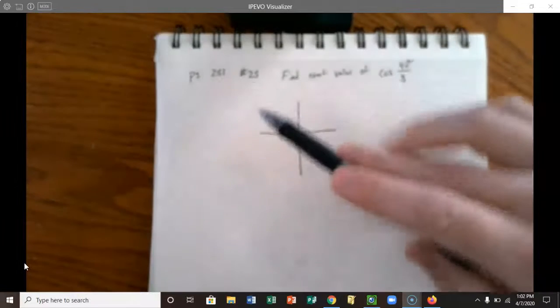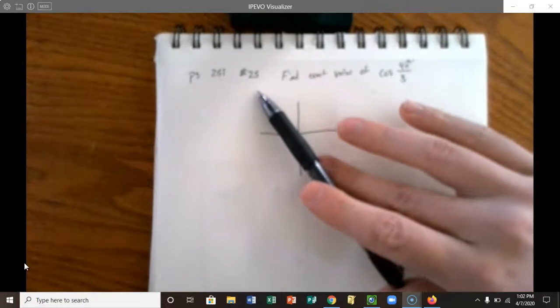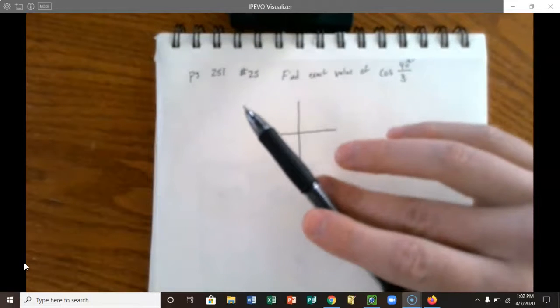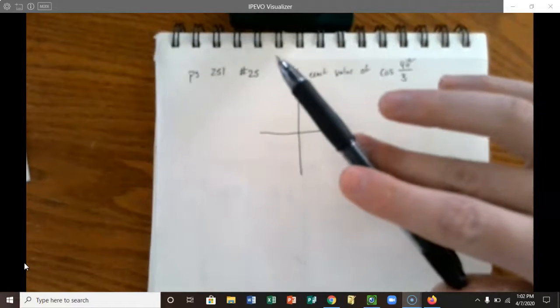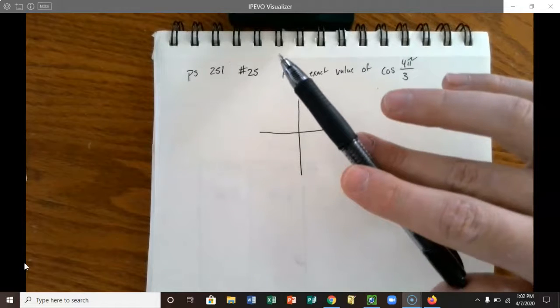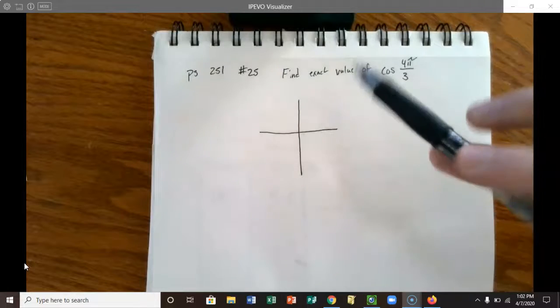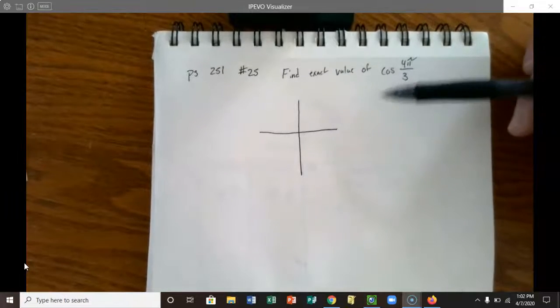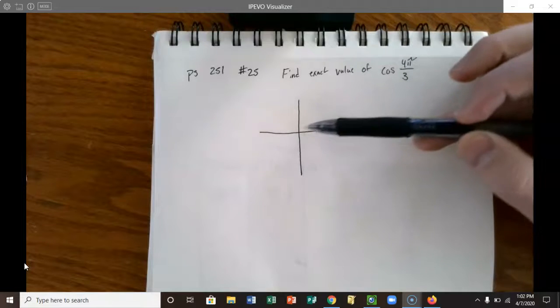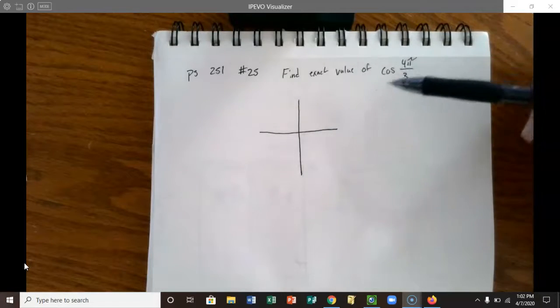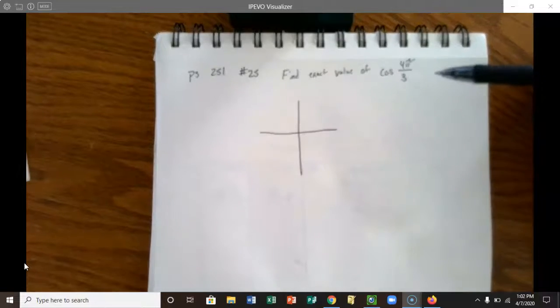I'm working through page 251, number 25. The beautiful thing about this problem, or the way that you handle it, is also going to be the way that you handle page 251, 44 through 58. So what this is going to require you to do is draw the angle, and then we're going to use the reference angle to be able to find the exact value of cosine of 4 pi over 3.